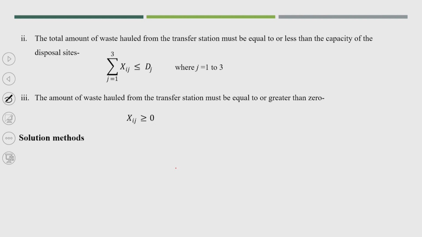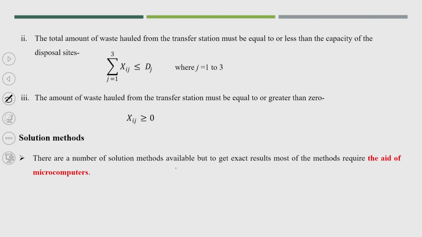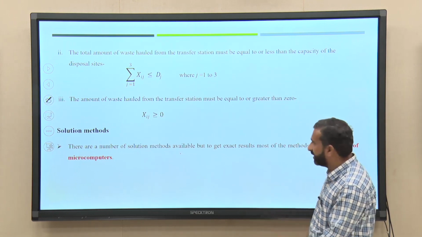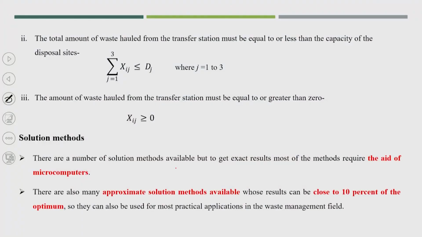So, now I think we have 3 different constraints to be solved. There are a number of solutions possible to get an exact result. Most of the methods require the aid of microcomputers. A lot of solutions could come up by finalizing the 3 different constraints, and based on that we can finalize the entire operation. There are also many approximate solution methods available whose results can be close, within 10%, to the optimum, and that is accepted, so that they can be used for most practical applications in the waste management field.